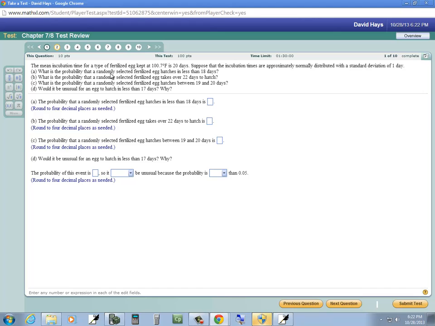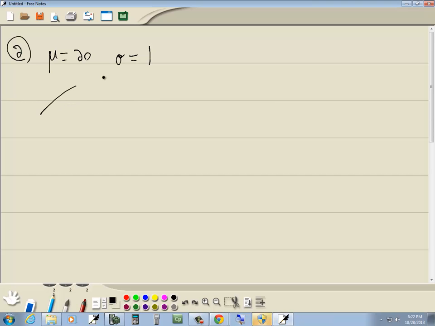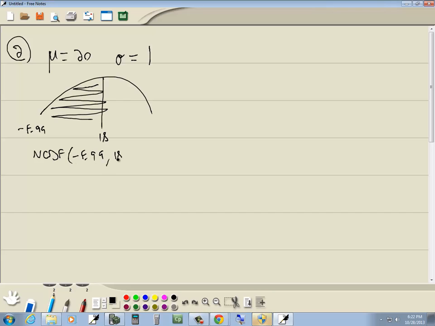Now, A says, what is the probability a randomly selected fertilized egg hatches in less than 18 days. Okay, so here we got 18, less than is shaded this way. Clear over here is negative E99. So we'll do normal CDF, negative E99, 18, our mean, our standard deviation. The way it always works is our shaded area, the first part on the clear to the left is what goes first, and then what's to the right goes next.